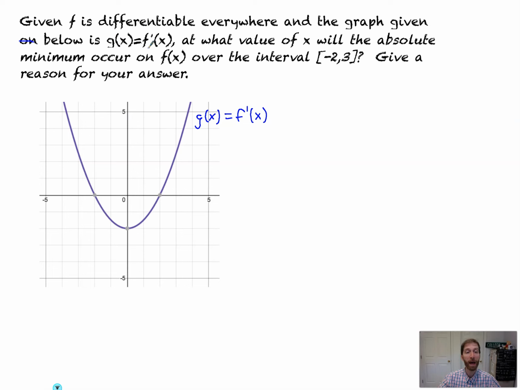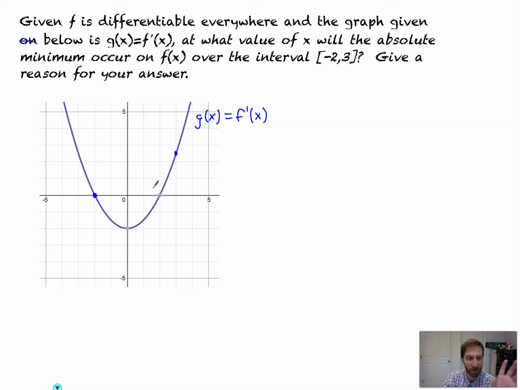Now, an absolute minimum happens either at the endpoints, right? So we check the endpoints, x equals -2 or x equals 3, so that would be right here. Or at the critical numbers, which would be at x equals -2 or at x equals 2. Those would be the critical numbers on f. And you might ask, why? Because we're looking to see where f prime is 0.